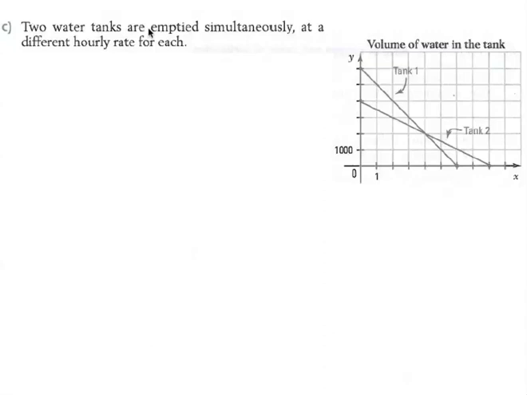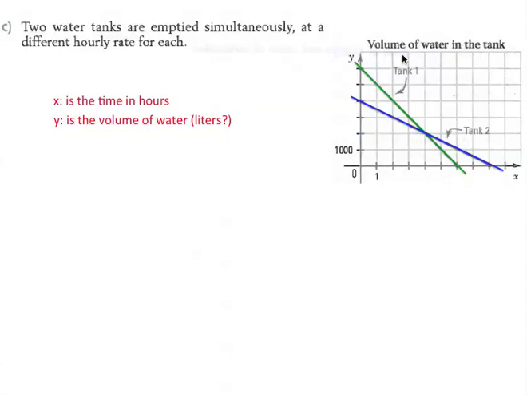C, 2 water tanks are emptied simultaneously at a different hourly rate for each. Okay, so this is tank number 1, which I'm going to make green, and tank number 2, which I'm going to make blue. And x is the time in hours. I would recommend just using a little colored pencil on here, because if it's black and white, it's kind of hard to keep track of sometimes. So x is the amount of time in hours, and y, I'm imagining, because they're talking about hourly rate, and they don't say anywhere, but it's liters. Let's just assume it's liters, because we live in Canada and we're all metriced up. So y is the volume of water in liters.